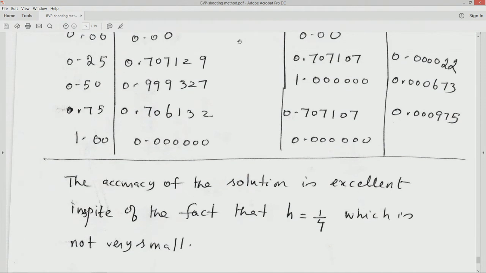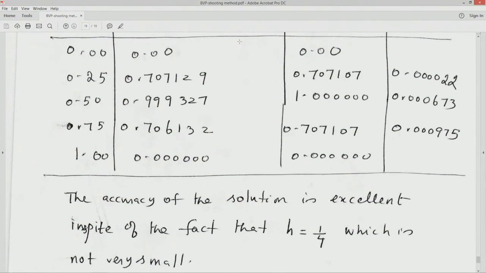So, by solving the two initial value problems which are defined as described, and taking a combination of these two solutions, we have been able to generate the solution of the boundary value problem, and this technique is the shooting technique for solution of linear boundary value problem, which is governed by the Dirichlet boundary conditions.